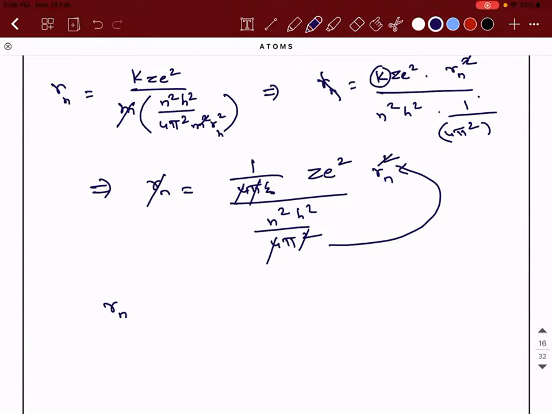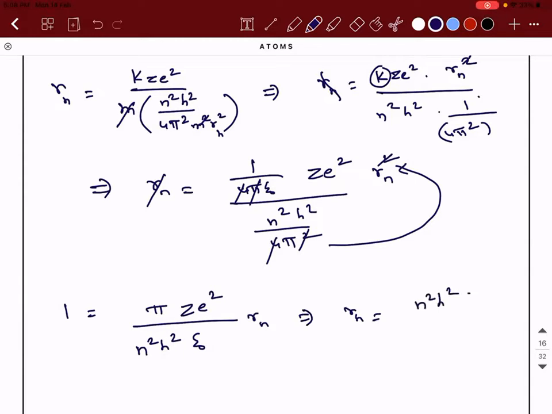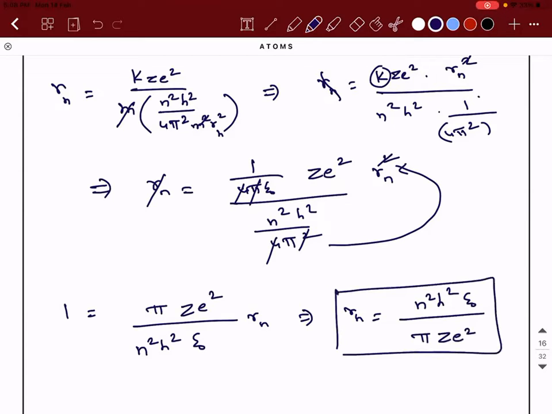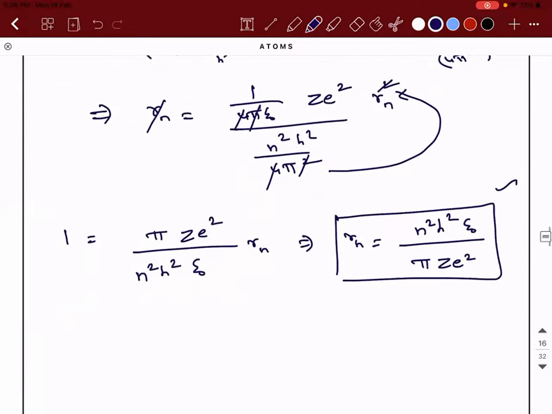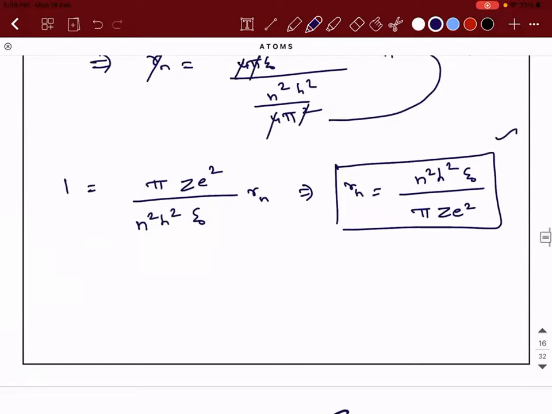So 1 is equal to pi z e square divided by n square h square epsilon naught into Rn, which implies Rn is equal to n square h square epsilon naught divided by pi z e square. So this is going to be the radius of the nth orbit in which a particular electron is revolving. I can write this Rn as h square epsilon naught divided by pi into e square into n square divided by z.